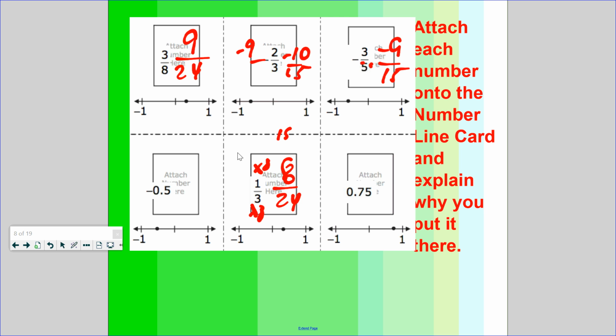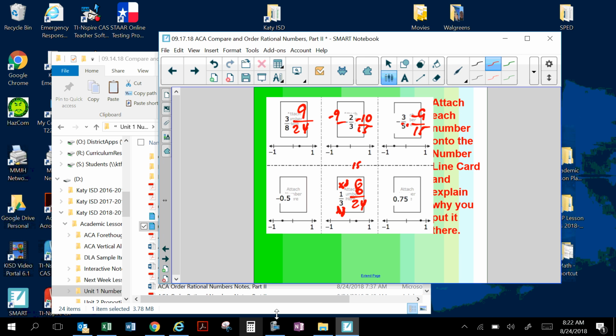All right, so that is our lesson over ordering rational numbers. Try to find a common denominator. I did a lot of estimating. Estimating is probably the best way of doing this.